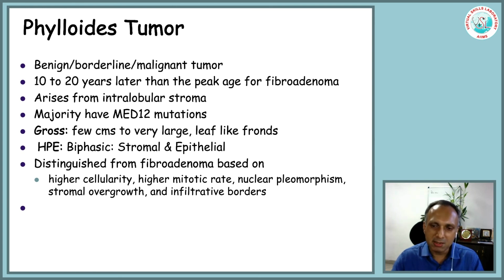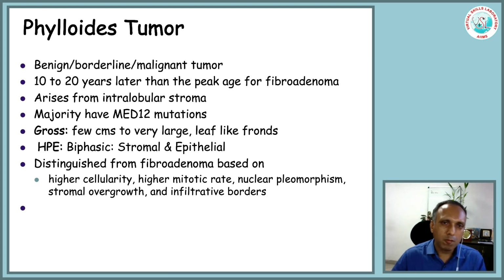The stroma is moderately cellular, the nuclear atypia is mild, and mitotic activity is present in the stroma but is not very brisk in a benign phylloides tumor. So as you go along the spectrum from borderline to malignant, these parameters change. That means that you have more mitosis, more cellularity in the stroma, infiltrative margins and nuclear atypia.